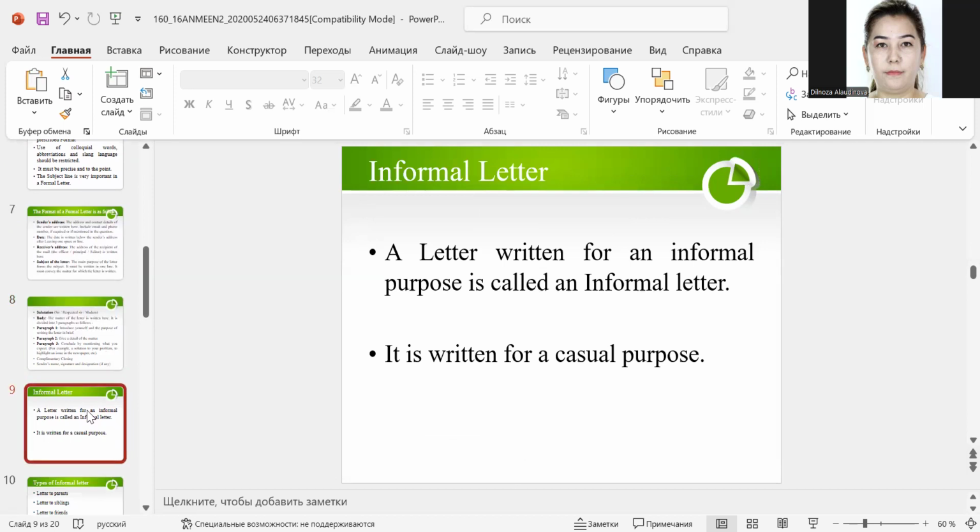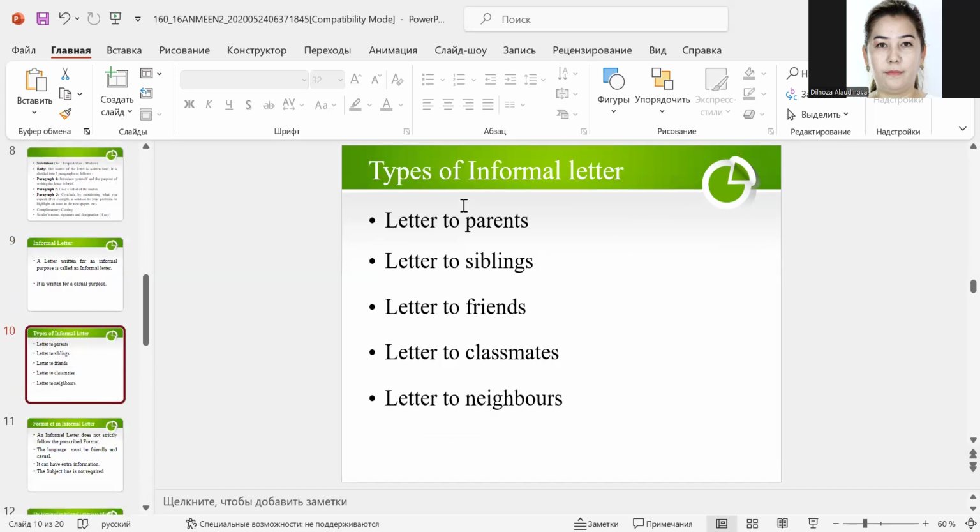Next letter is the informal letter. An informal letter is a letter written for an informal purpose. It's written for a casual purpose. We may write such kind of letter to our friends. Types of informal letter: letter to parents, letter to siblings, letter to friends, letter to classmates, letter to neighbors.